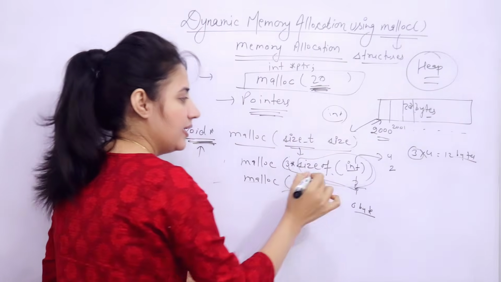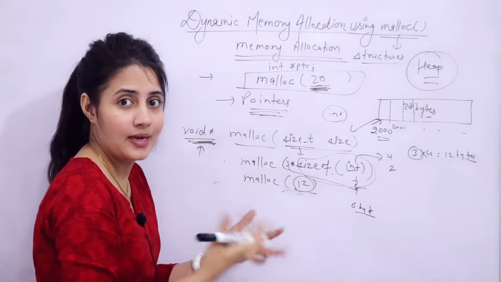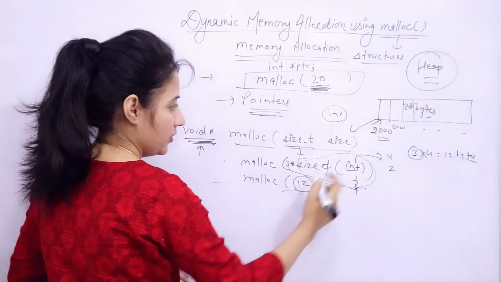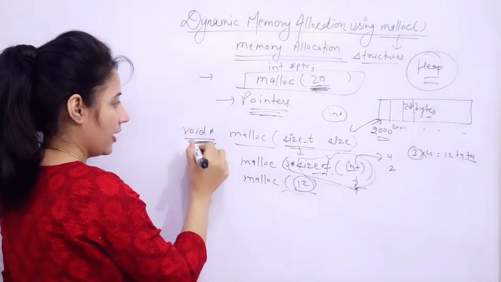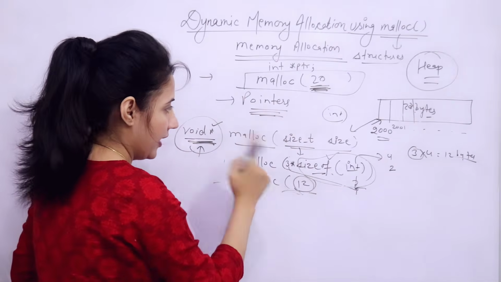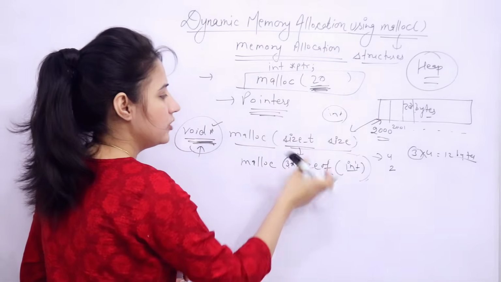Let the compiler decide what the size of an integer is. Why should we take the headache of writing a fixed size, right? So I hope it is clear why we write the sizeof operator, and why malloc's return type is void pointer. I hope the syntax is also clear to you. Fine.